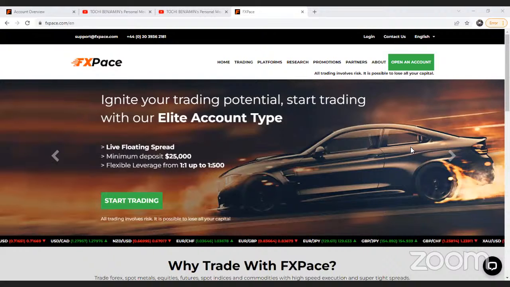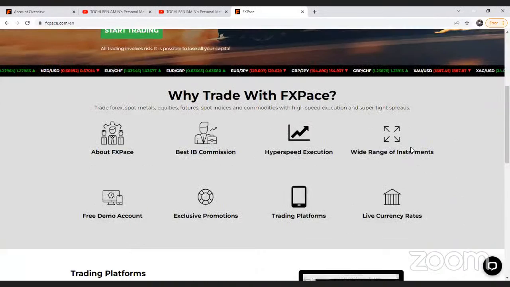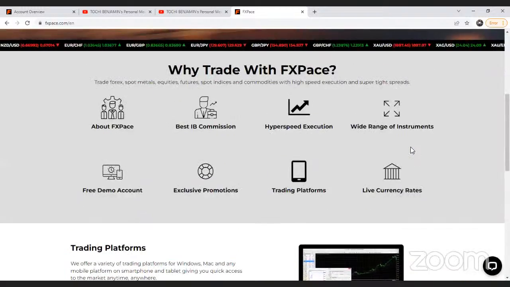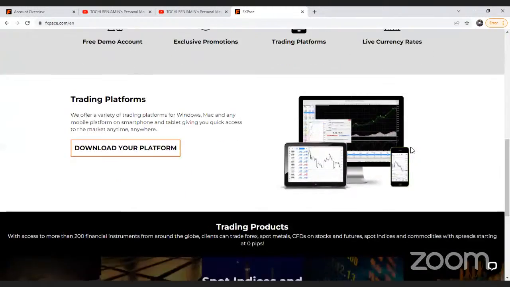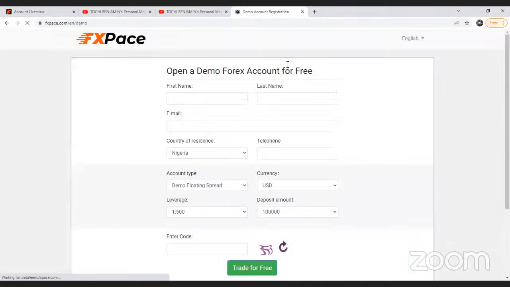this is for live accounts. If you scroll down, you will see, where is demo? Okay, you can see free demo. So if you click here, it asks you to open a free demo, which is this. The free demo is, you are not trading with your money. Your money is not involved.